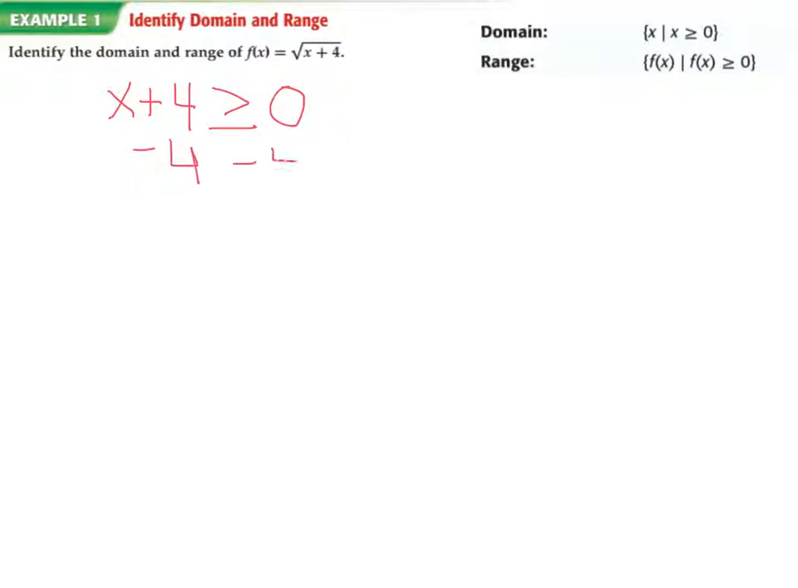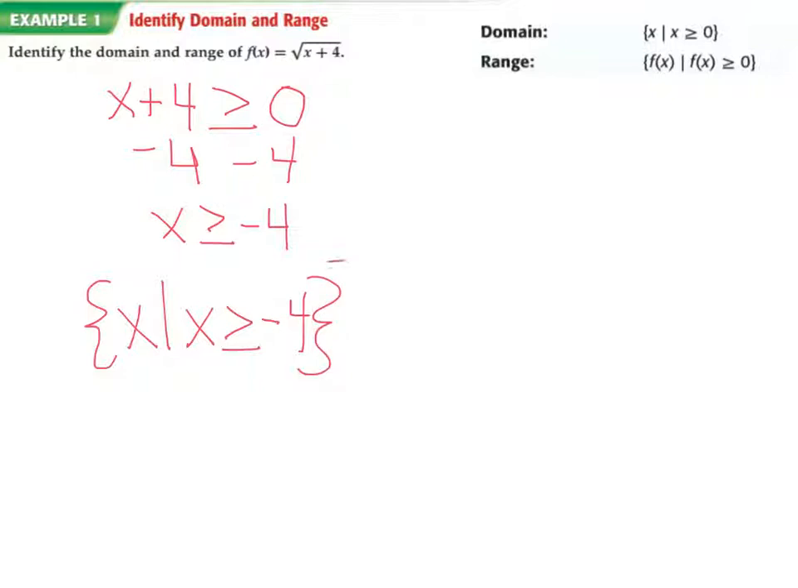When we subtract 4 from both sides, we end up with x is greater than or equal to negative 4. And then all we're going to do is write the domain exactly how they would like us to write the domain. So we're going to say that given x, x is greater than or equal to negative 4. And that's going to be our domain.